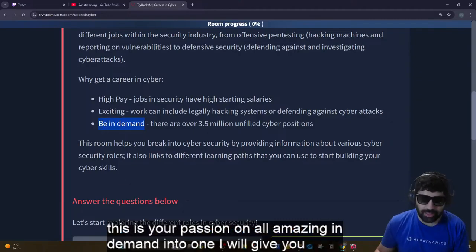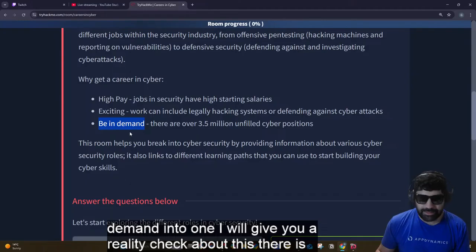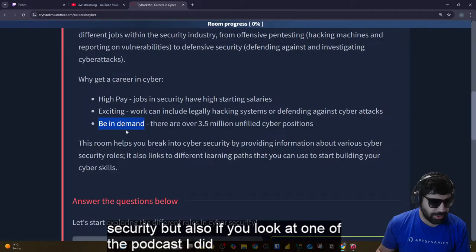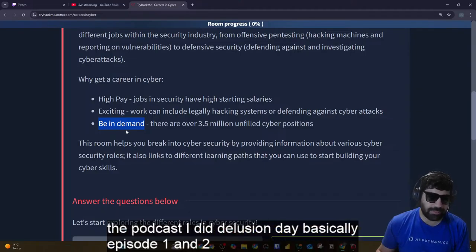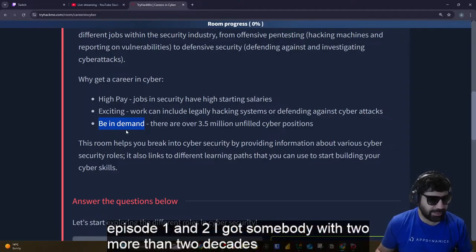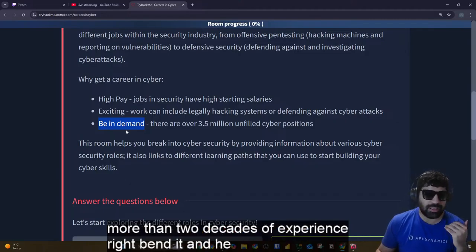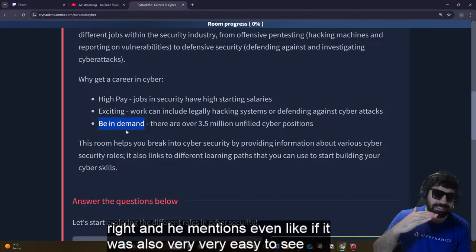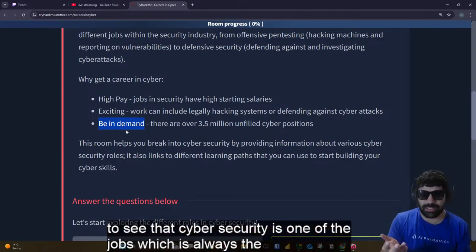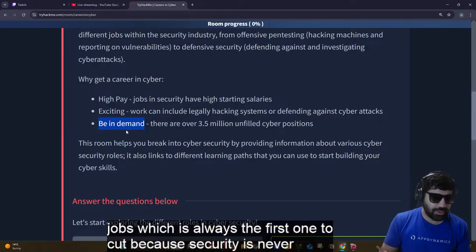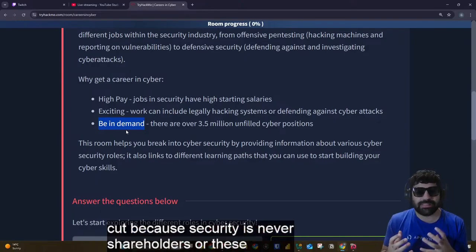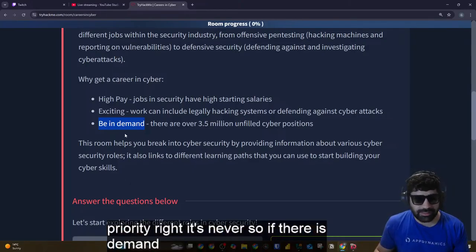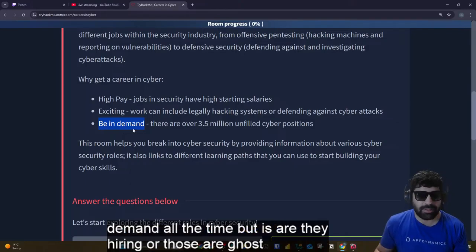I will give you a reality check about this. There is always a need for cybersecurity, but also, if you look at one of the podcasts I did, episode 1 and 2, I got somebody with more than 2 decades of experience, and he mentions that cybersecurity is one of the jobs which is always the first one to cut, because security is never the shareholders' or management's first priority, right? So there is demand all the time, but are they hiring, or are those ghost postings?